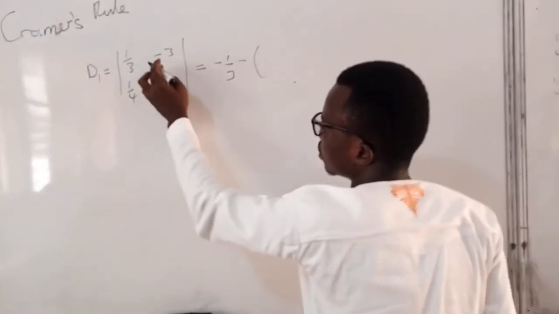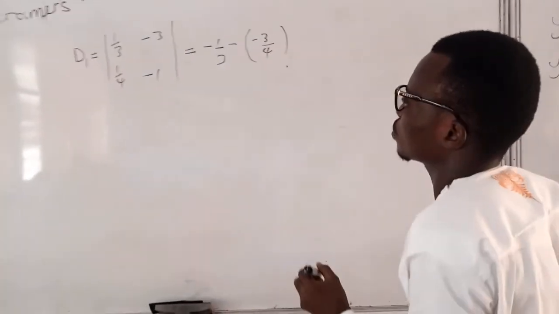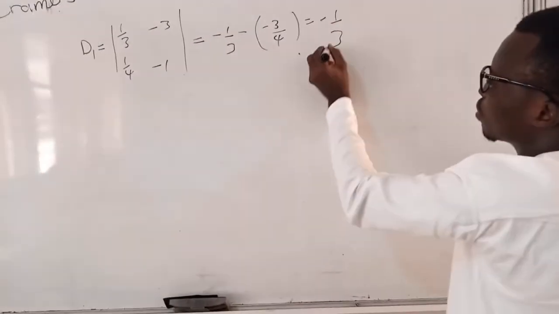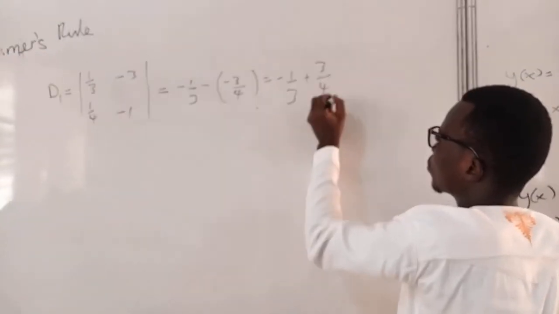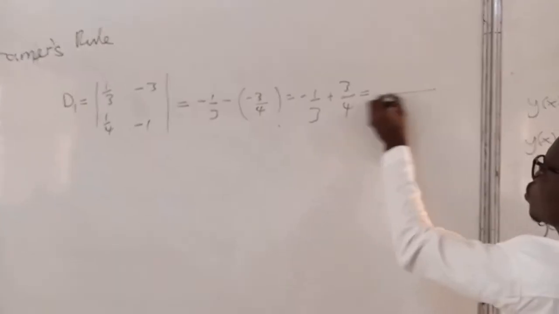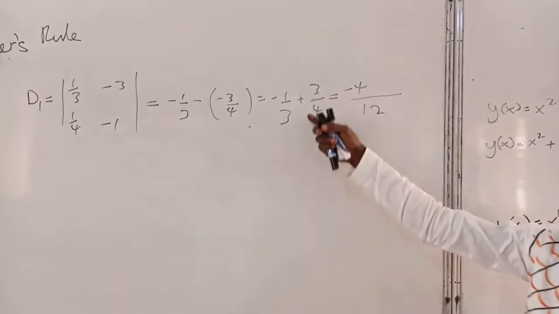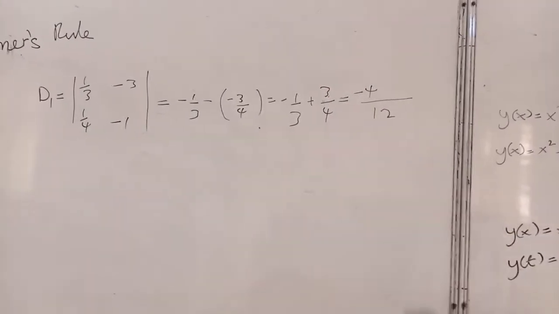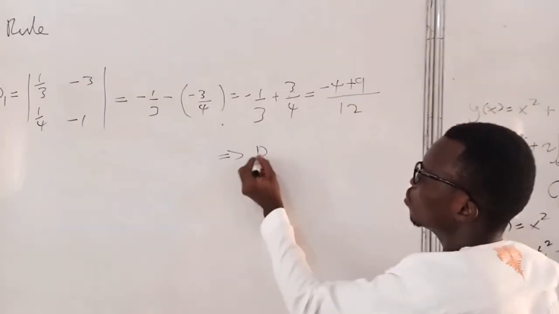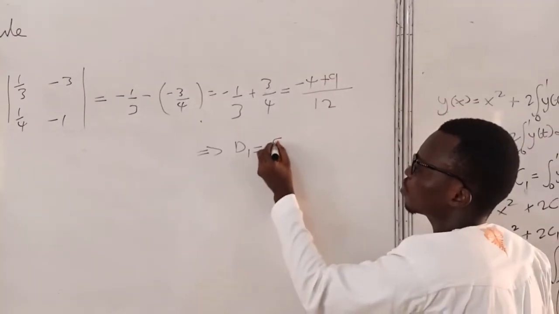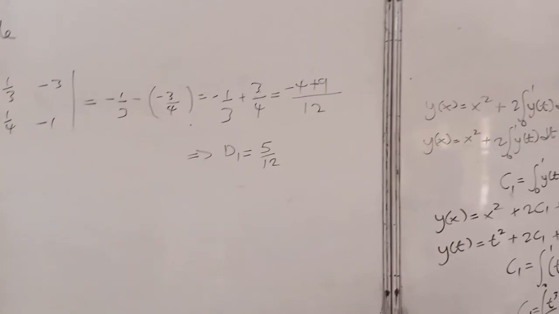Then minus 2 brackets. This and this give me minus 3 out of 4. So this is the same as minus 1 out of 3 plus 3 out of 4, which will be the same as, LCM is 12. Yes, minus 4. Then here becomes what? It goes into 3 three times. So 3 times 3 is what? 9. So plus 9. So this implies that d1 is equal to 5 out of 12.